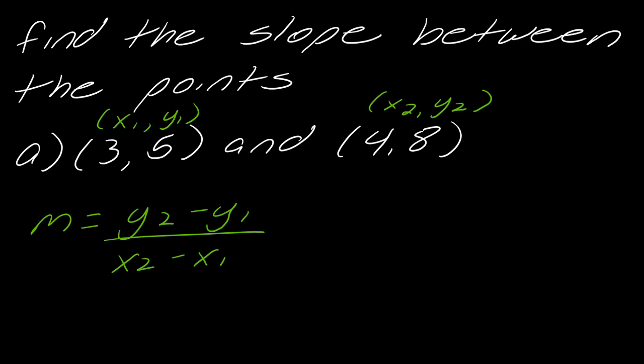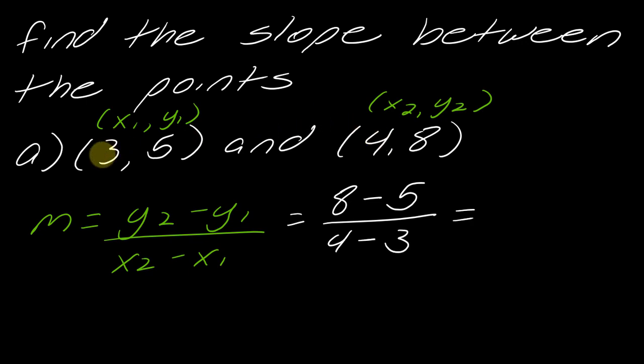If I go ahead and calculate all of this out, here's my y2 and here's my y1, so it's 8 minus 5 on top. And in the bottom, x2 minus x1, so here's my x2 minus my x1. If I sort all this math out, I get 3 over 1, which just equals 3.